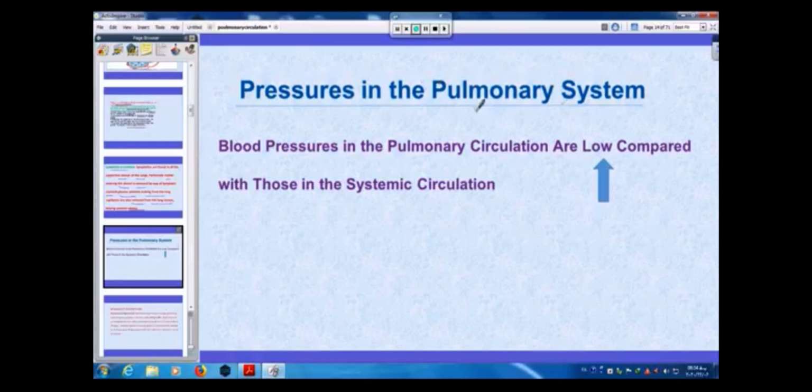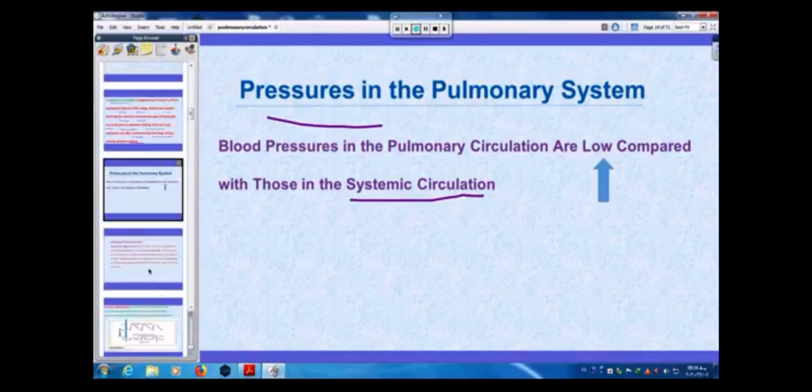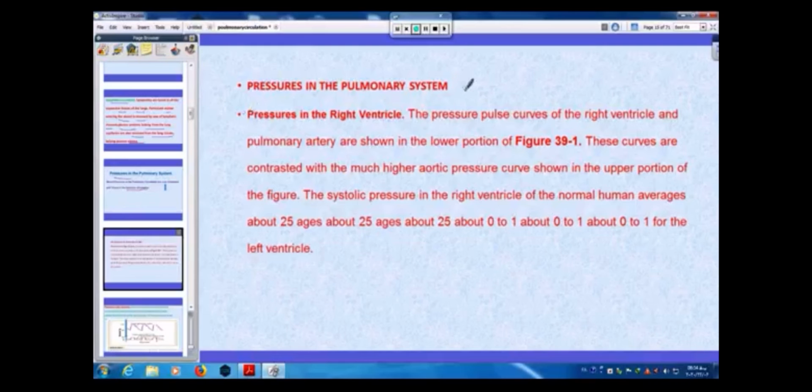Pressures in the pulmonary system, in the pulmonary circulation, are low compared with those in the systemic circulation. These are very important points. And the pressure in the pulmonary system: the pressure in the right ventricle, the source of the pulmonary circulation, is there in the right ventricle.